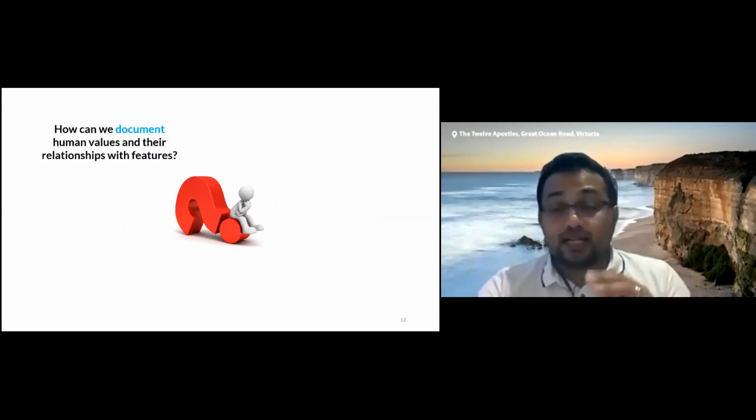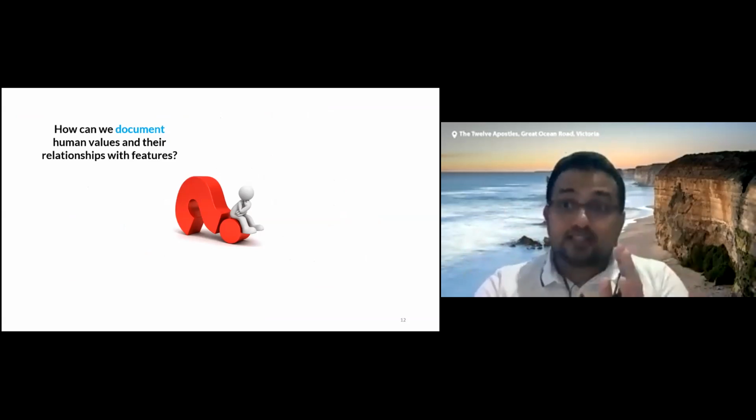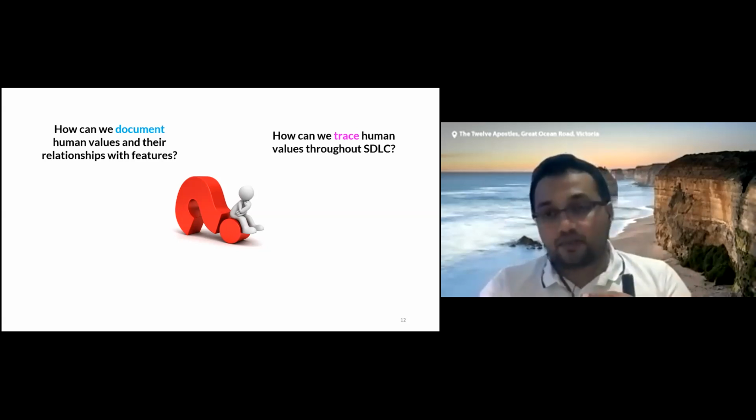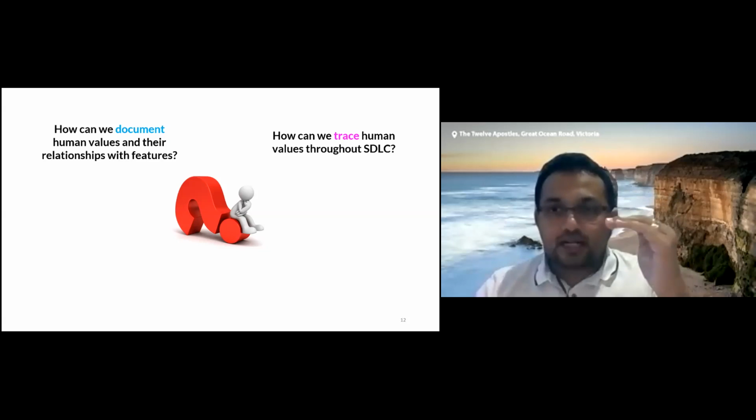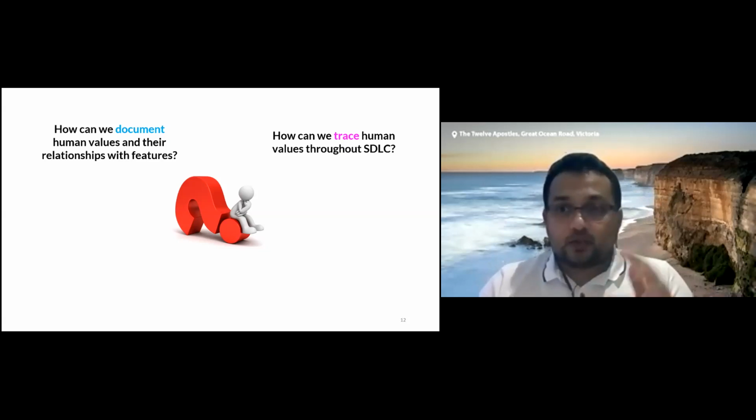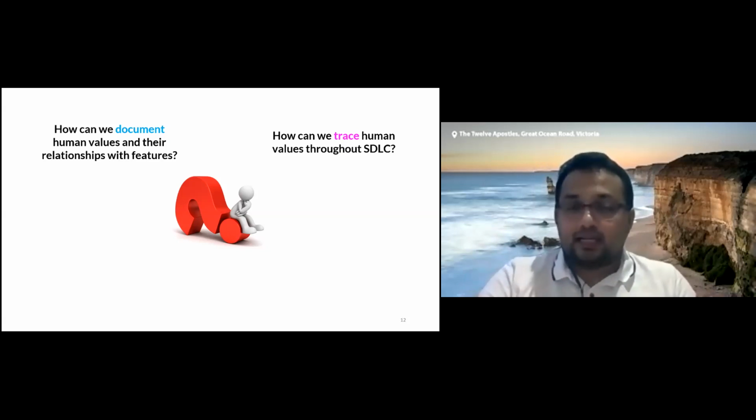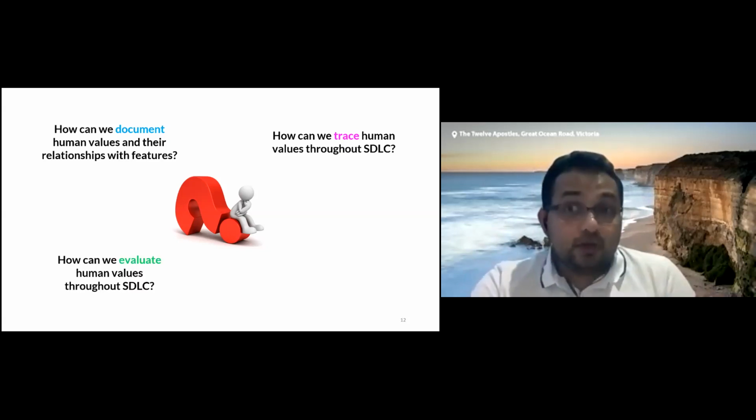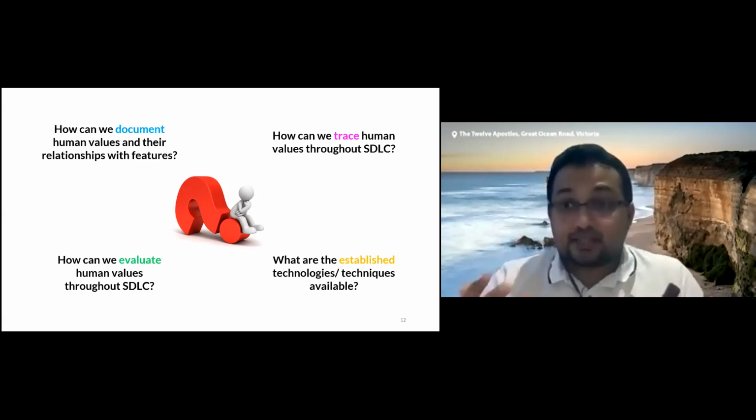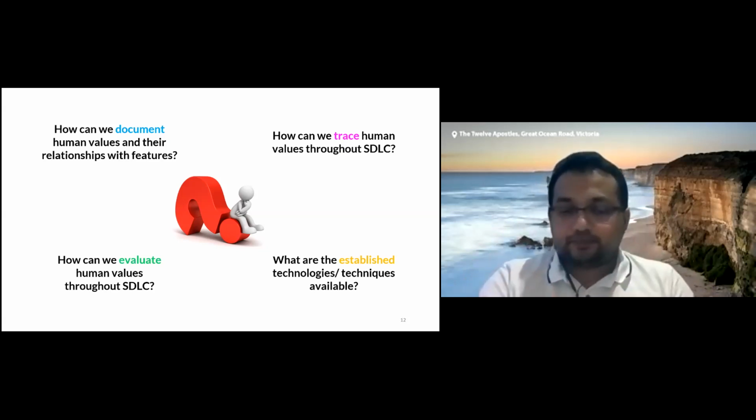So in this scenario, we had several questions in our mind. How can we document human values and their relationships with features across different stakeholders? And how can we trace human values throughout the software development life cycle? Yes, we can take several sets of artifacts. At the very end, it could be some test cases as well. So you can think about across the software development life cycle, but you should have a way to trace these human values, and evaluate human values throughout the SDLC, and what are the established technologies and techniques available to do all of these functions.